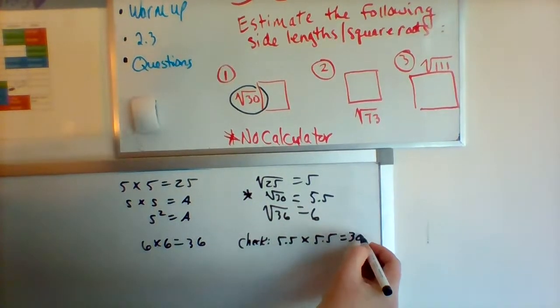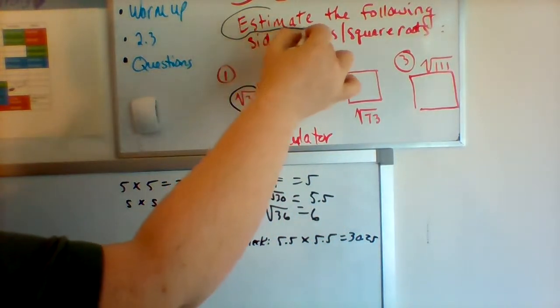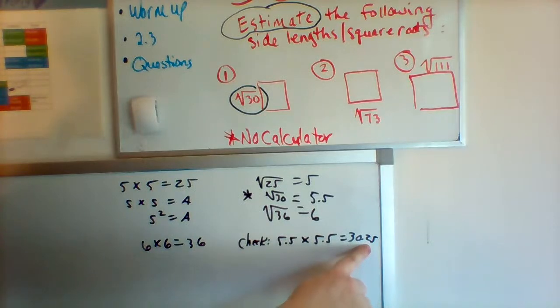And it's close, right? Remember we said estimate. So it's not perfect 30, but we're estimating. And we're very close.